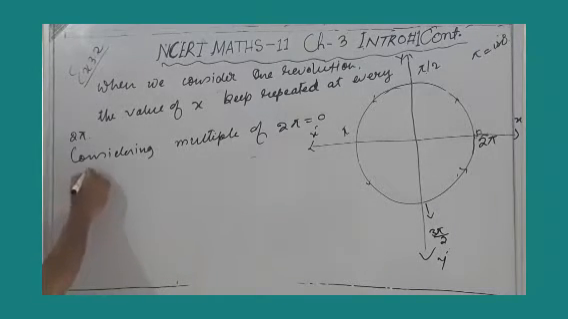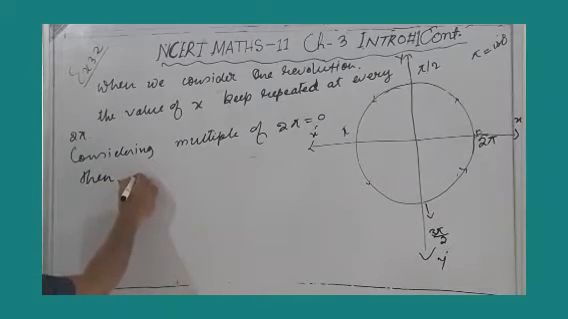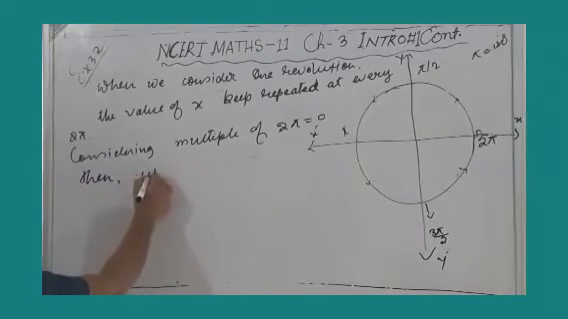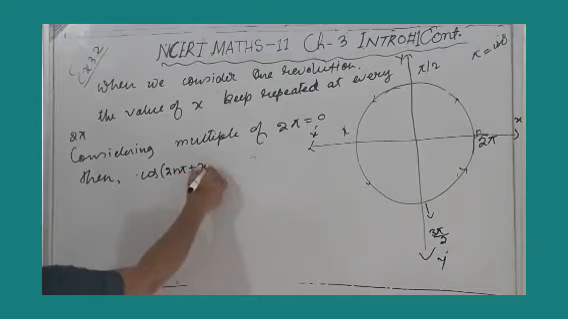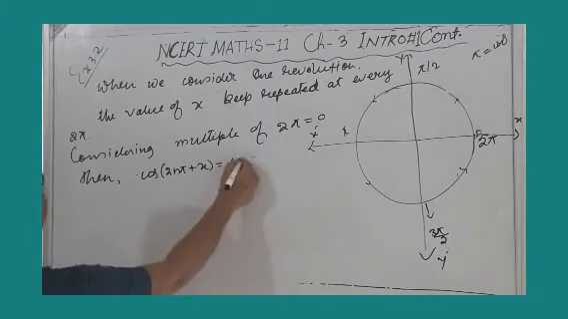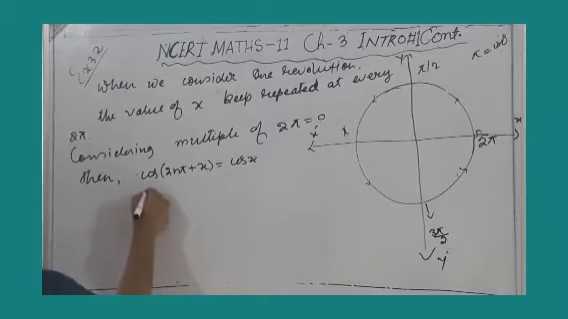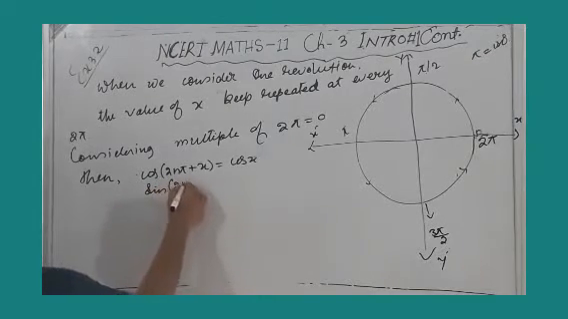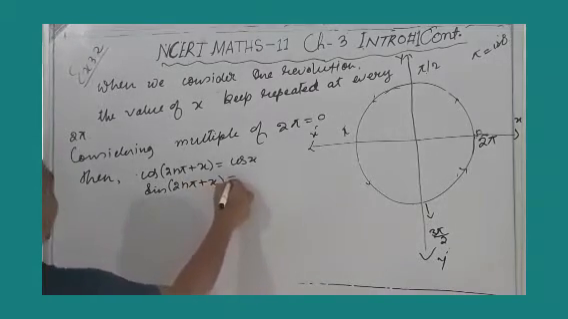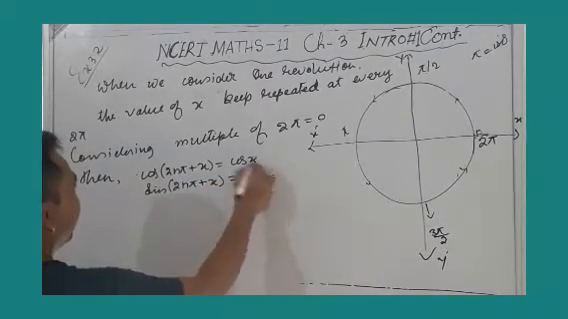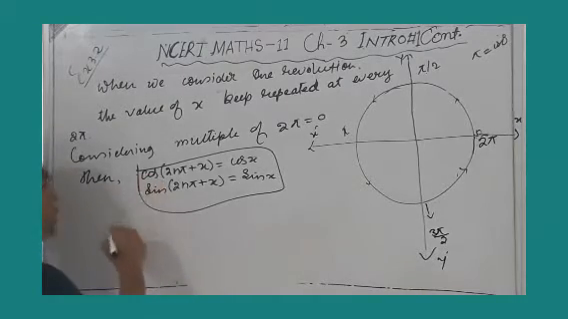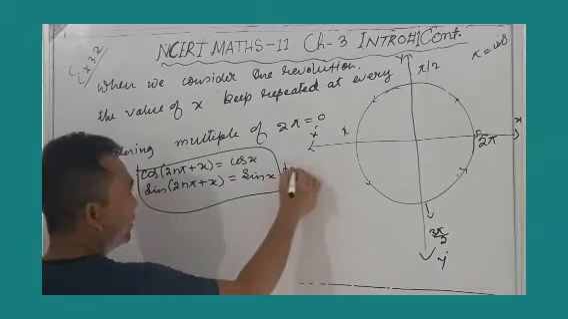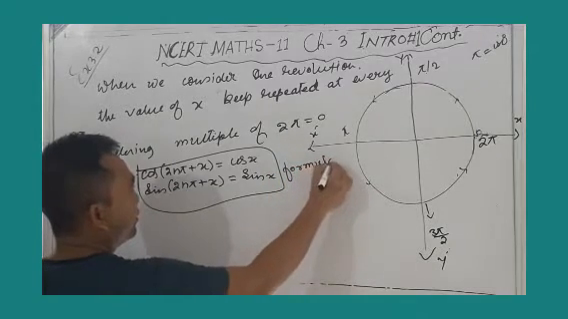Then what do you get? Cos of 2n pi plus x equals cos x, and sine of 2n pi plus x equals how much? Sin x. So we have found one important thing. This is also one kind of formula. You have to remember it, as it will be utilized afterwards.